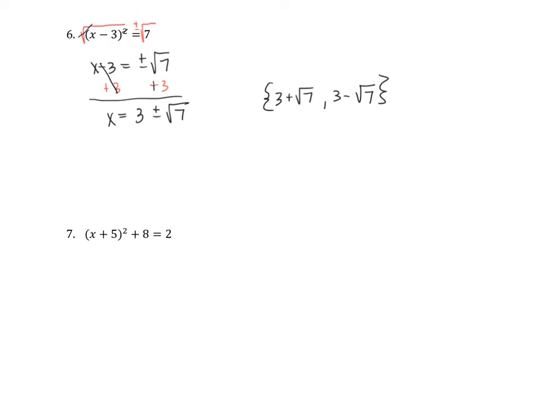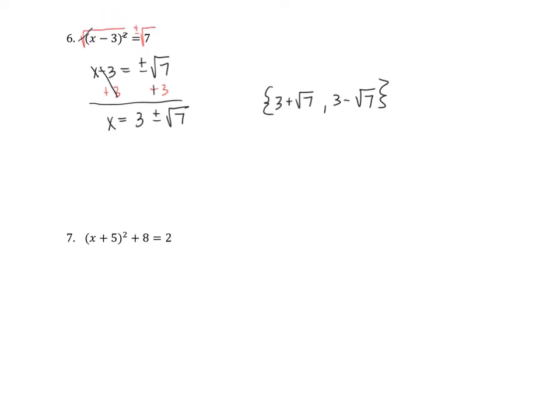Okay, let's look at number 7. So if I'm comparing number 6 and number 7, number 6, we had the whole left-hand side was in parentheses squared. Number 7, I hope you see the difference. Here, the difference is you have this plus 8 on the same side of the equal sign as the square. So we really need that whole side to be squared. That 8 is messing it up.